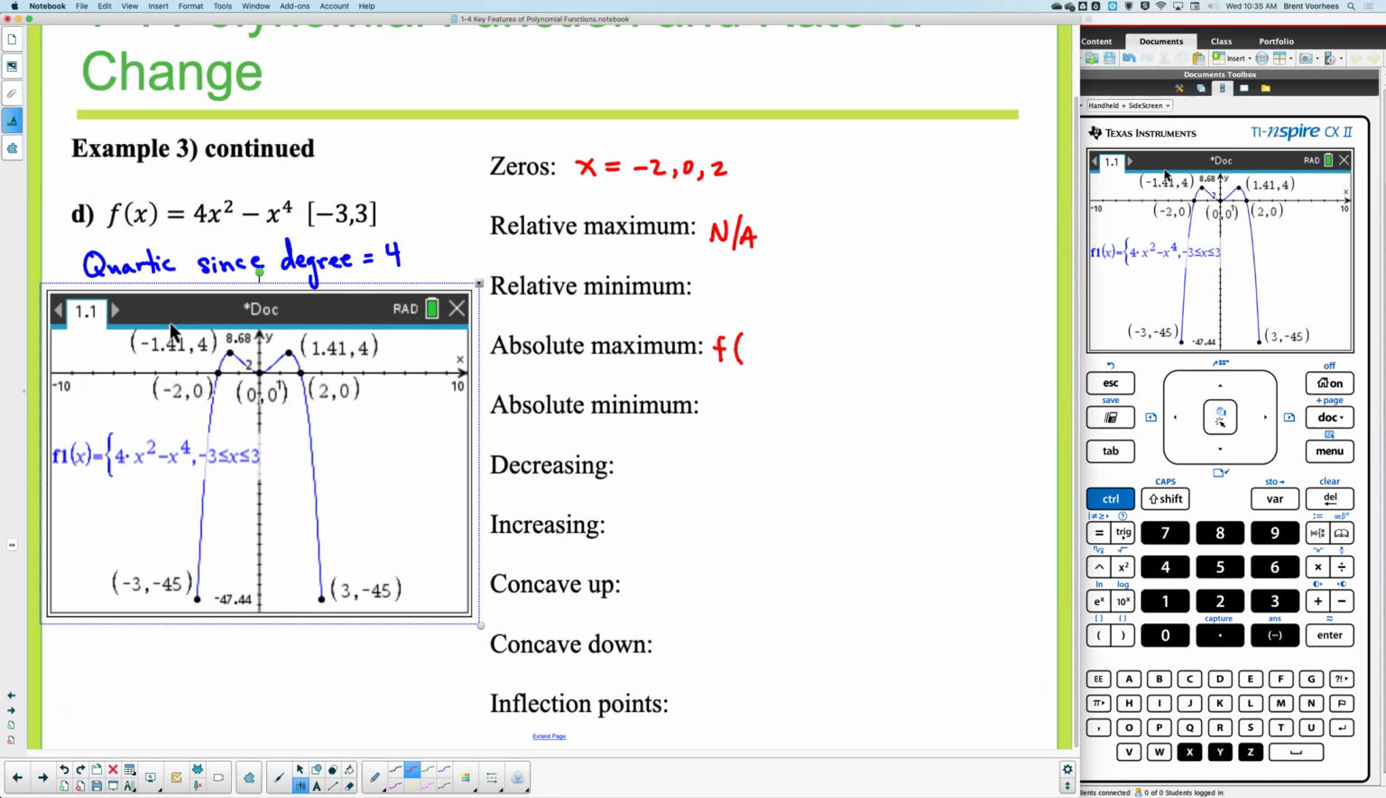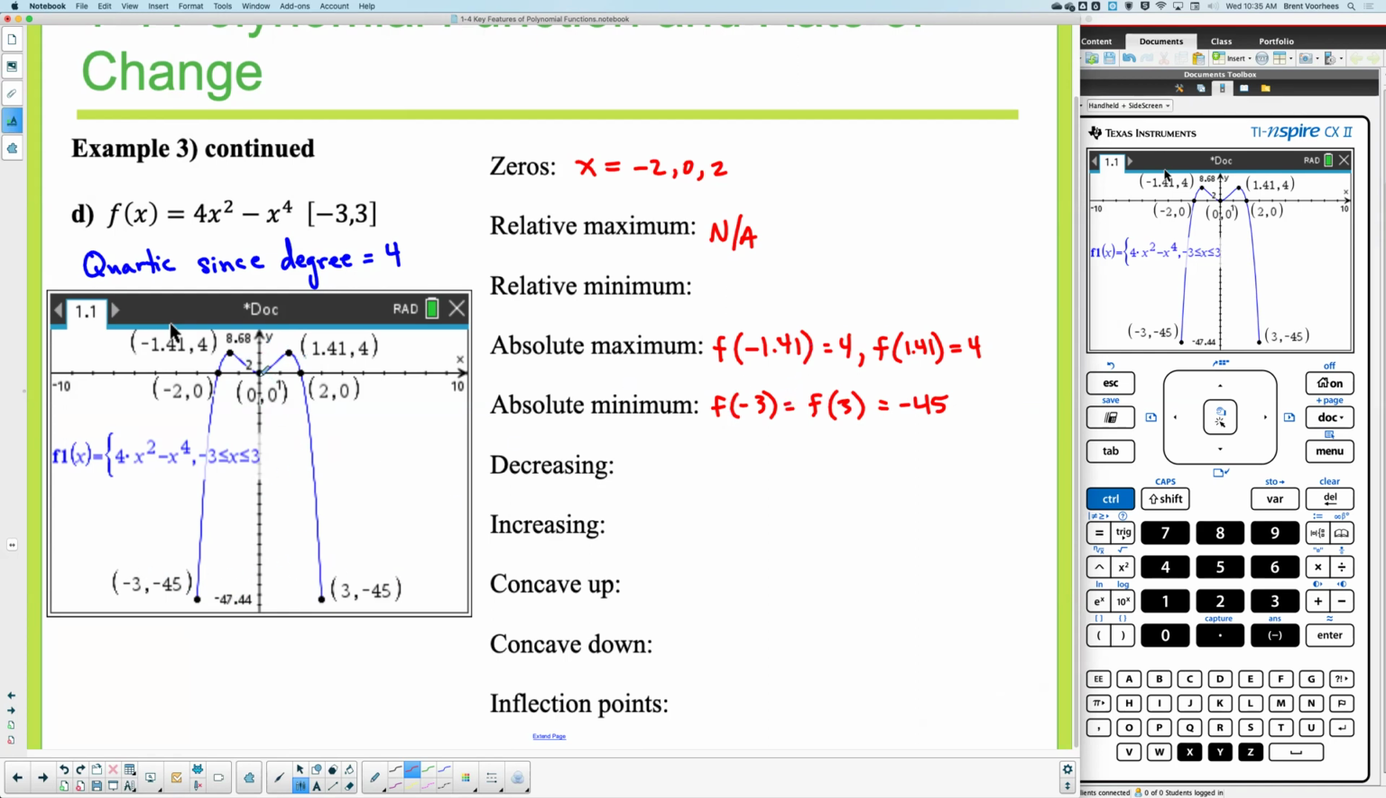I have f of -1.41 equals 4, and I do a comma, and I have f of 1.41 equals 4 as well. I have both of those two absolute maximums. These two would be absolute minimums. F of -3, and actually what you could do is say f of -3, which equals f of +3, which equals -45. You could also do it this way if you like. Either way is fine. You could write them separate or together like that because those values are equal to one another. Either way is acceptable.